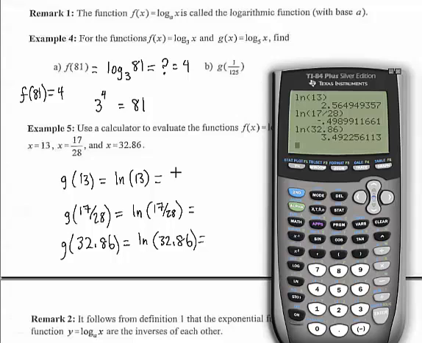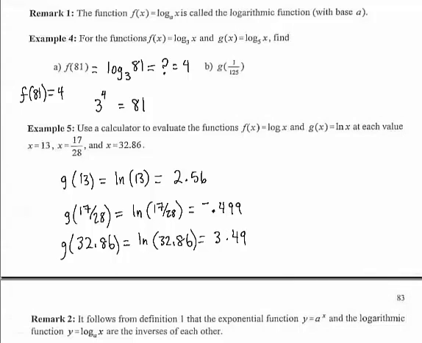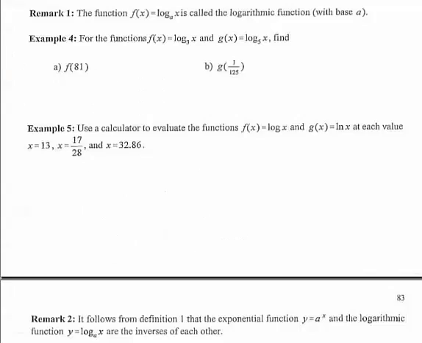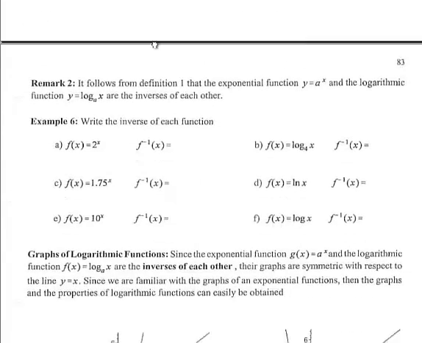So ln of 13, if I round to the hundredths, 2.56. ln of 17 over 28 is a negative point, let's see, 499. And then ln of 32.86 is 3.49. And that completes example 5, so we'll move on to the next page.